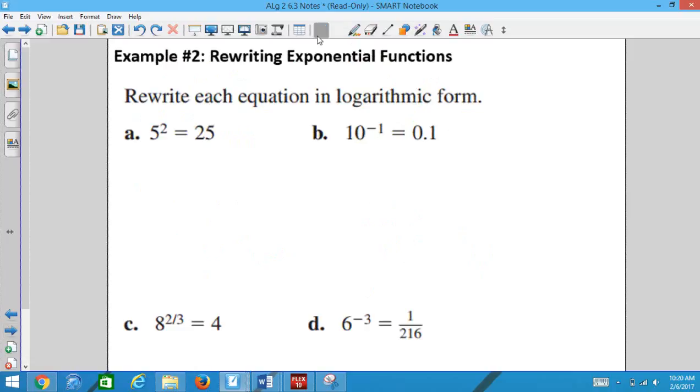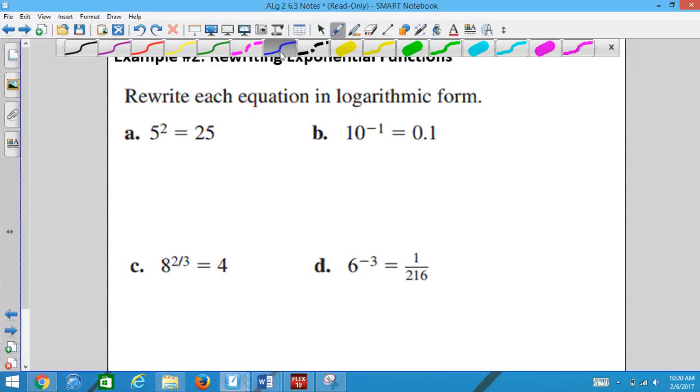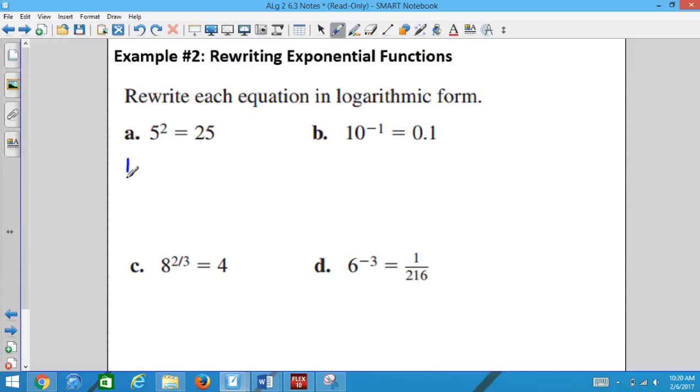We can rewrite them. All right, now we're going to go the other way. We're going to start with exponential, and we're going to rewrite it into logarithmic form. So I'm going to start with the word log. It's always log base b. So I need to know what the base is. 5.